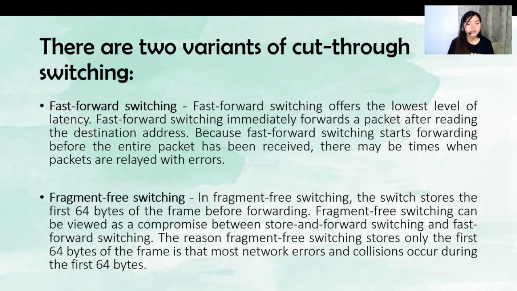The next one is fragment-free switching. The switch stores the first 64 bytes of the frame before forwarding. It can be viewed as a compromise between store-and-forward switching and fast-forward switching. The reason fragment-free switching stores only the first 64 bytes of the frame is that most network errors and collisions occur during the first 64 bytes.